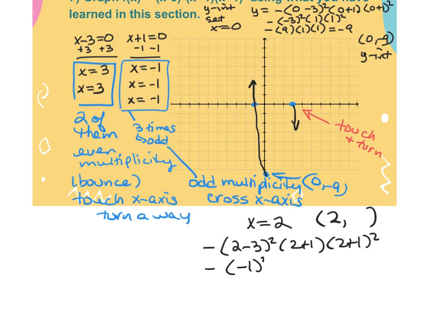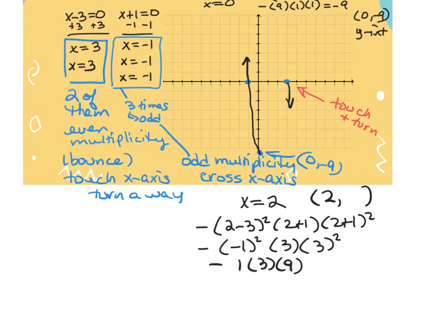Negative sign, -1 squared, 3, 3 squared. 1 times 3 times 9, and I end up with -27. So I'm going to be graphing the ordered pair 2, comma, -27. So I'll come over here, and it's going to come way into my work. So my ordered pair should be down here somewhere.